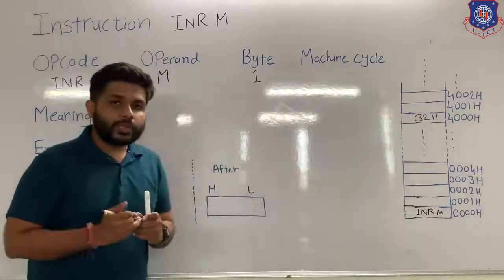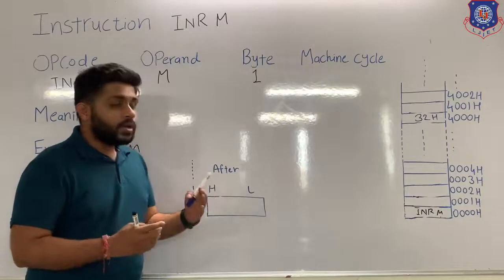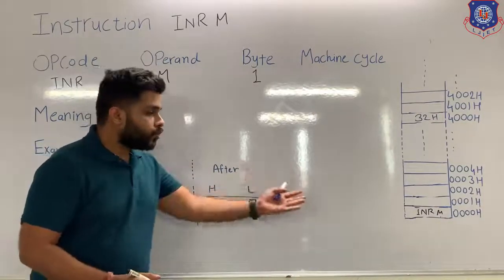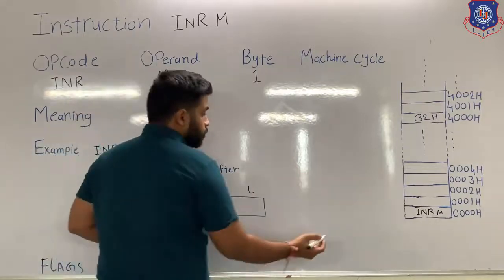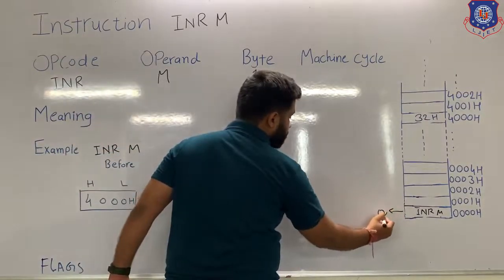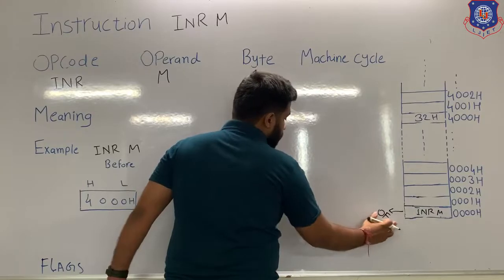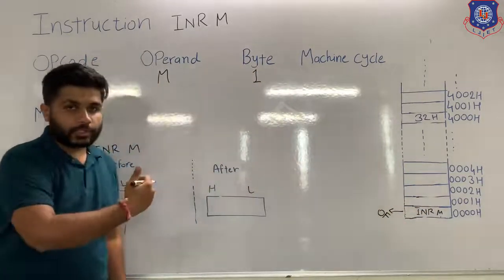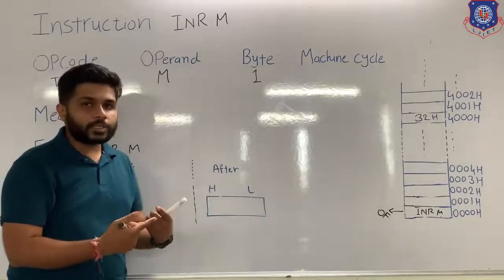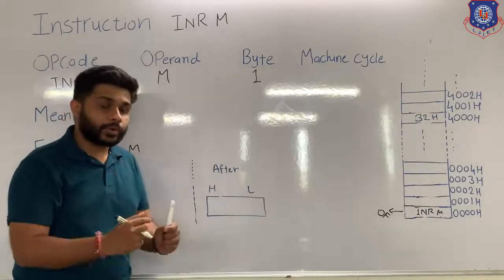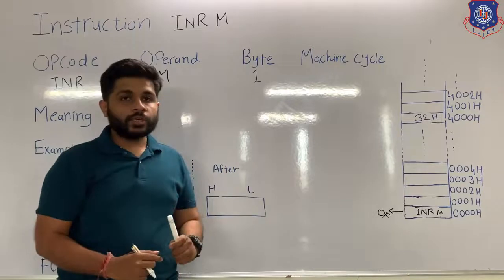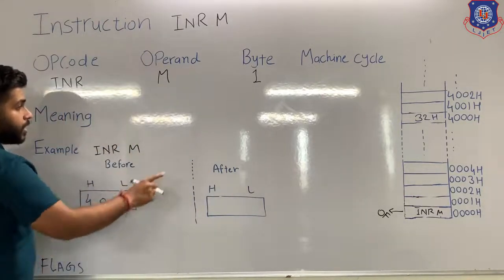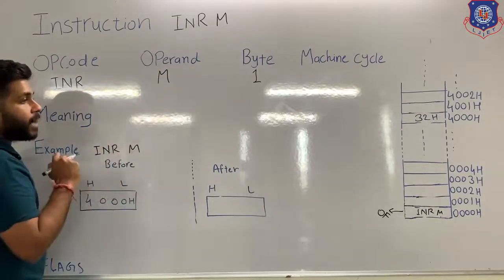After this instruction is stored in the memory, the processor will start doing its work, that is to fetch, decode and execute. To fetch the instruction, the processor will perform the first machine cycle, that is opcode fetch. When opcode fetch is performed, this whole instruction will be transferred to the microprocessor. Then the processor will decode that instruction and execute it. Now during the execution, what is happening? During the execution, the content of memory location will be incremented by 1.